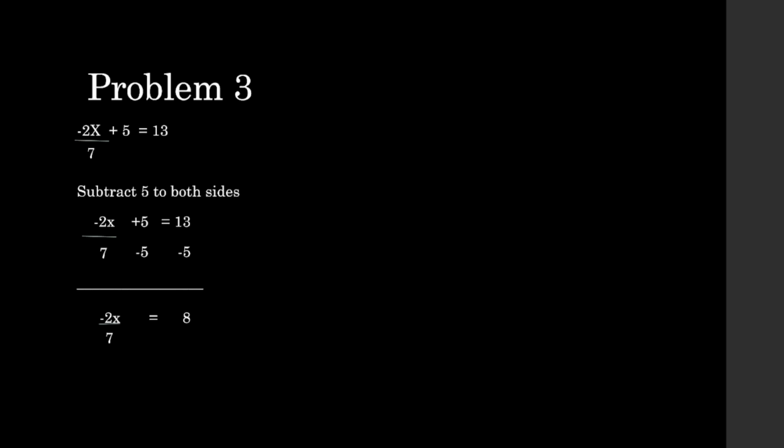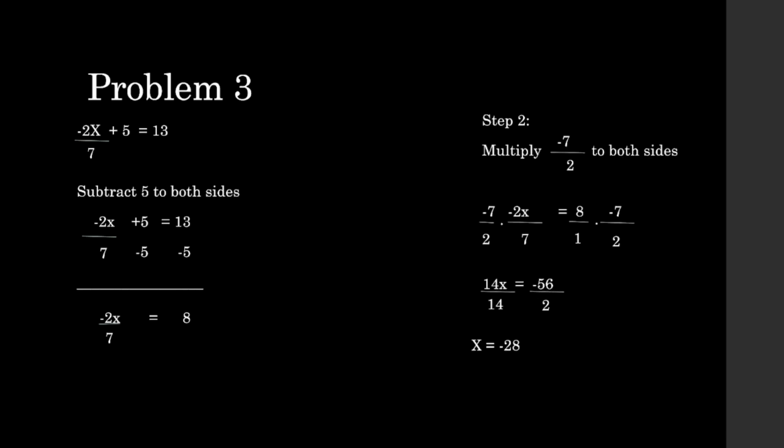And if you guys guessed multiply by the reciprocal, you are correct. For step 2, we're going to multiply both sides by the reciprocal of negative 2 over 7, which is negative 7 over 2. If you want to put the negative in the bottom, that's also fine, but I like to put the negative on the top just to keep it constant and neat. So I'm going to do the keep change flip. We're going to flip that 7 to the numerator and that 2 to the denominator. So we're going to multiply negative 7 over 2 times negative 2x over 7, and that equals 8 over 1.